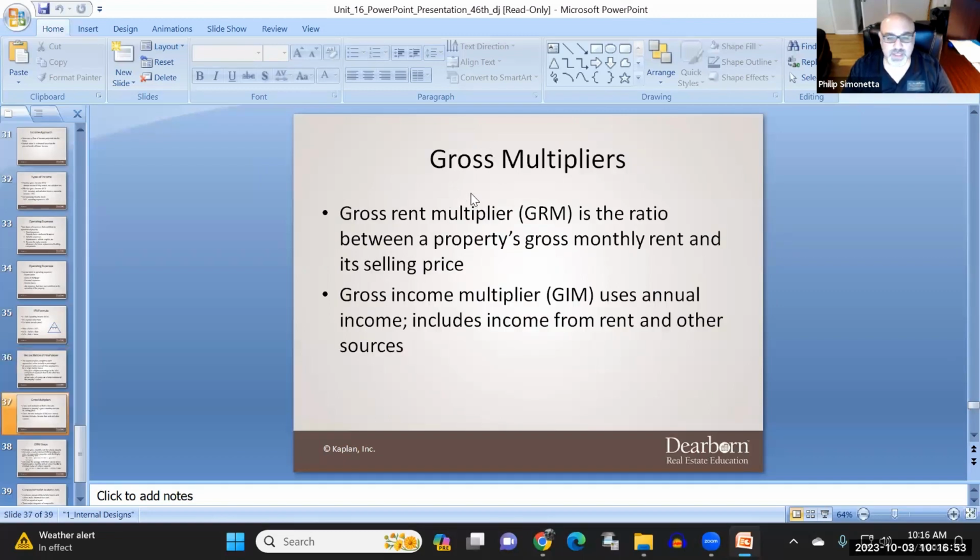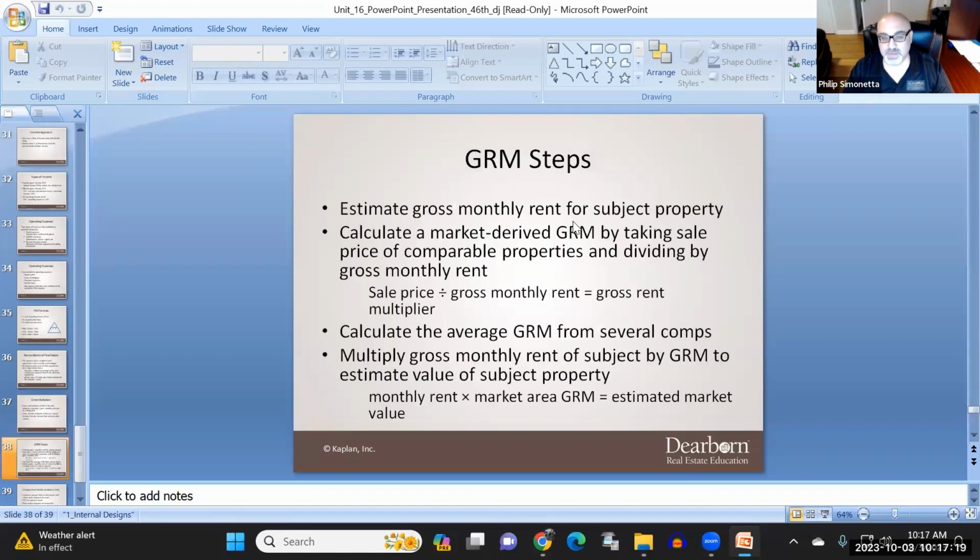Now let's look at gross multipliers. The gross rent multiplier, the GRM, is the ratio between a property's gross monthly rent and its selling price. A gross income multiplier uses annual income, which includes income from rent and other sources. Okay, this is in calculations. So let's look at what the GRM steps are.